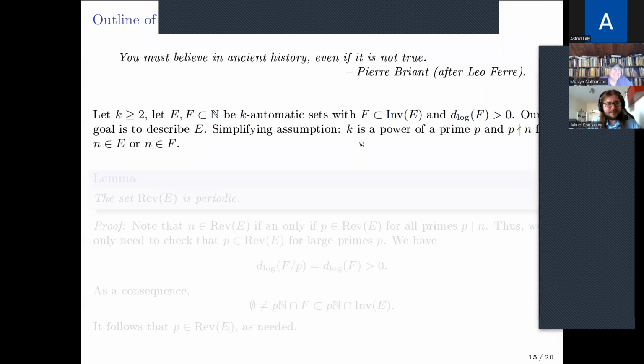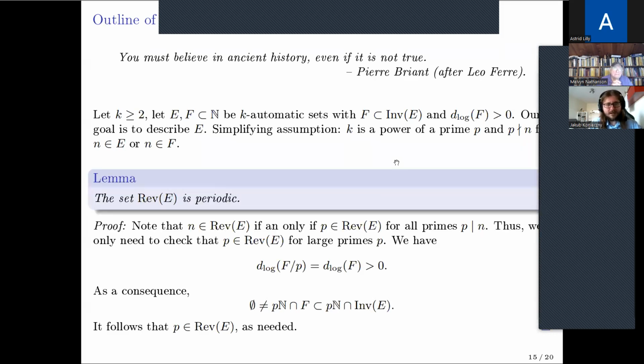So we are in the following situation. We have a pair of automatic sets, EF is contained in inf E. E and F has positive density, and we want to describe E. To simplify, we assume that K is the power of a prime, and this prime doesn't divide any element of E or F. First, we show that ref E is periodic, and this is fairly easy.